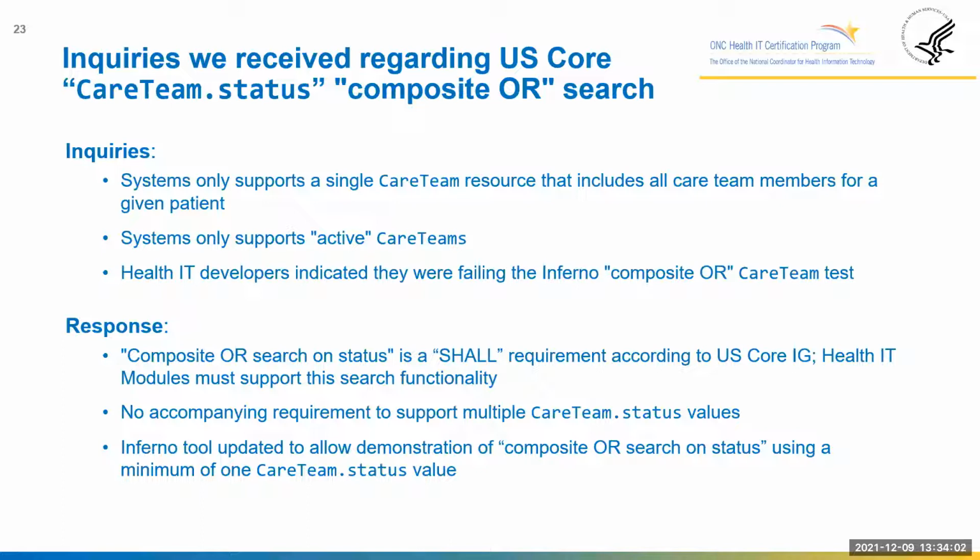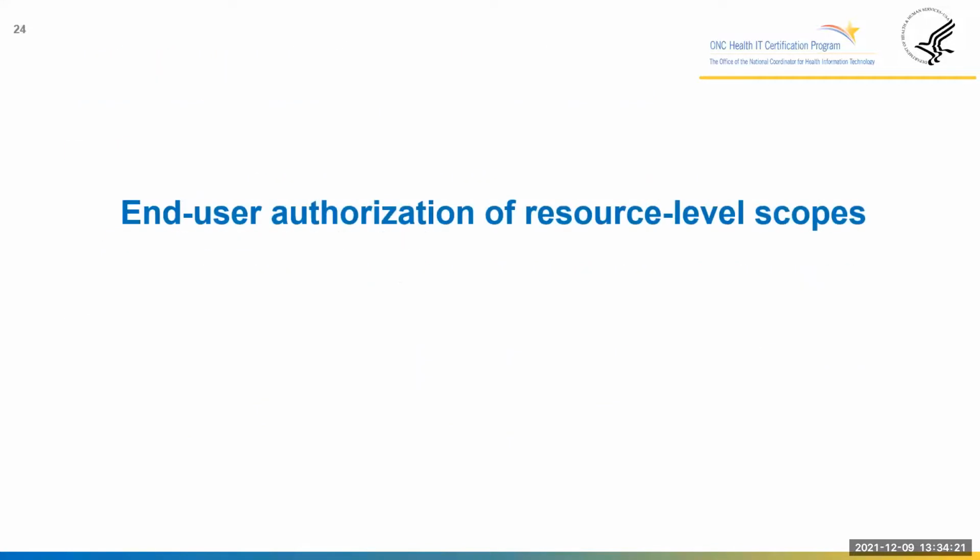So it's obviously a little technical and detailed, but I think this shows an example of what we have to deal with and clarify with these implementation guides. And we can go to the next slide. And so this one, we're going to talk about a clarification we provided a while ago on end user authorization of resource level scopes. And we can go to the next slide on this.